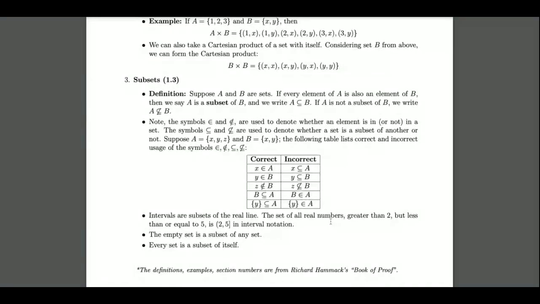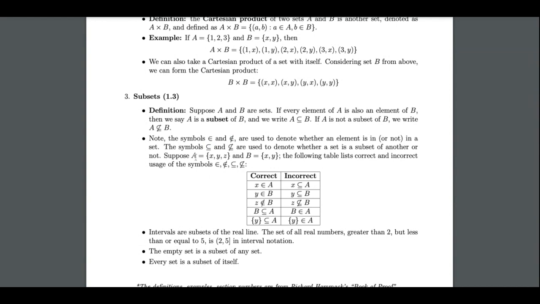So basically we're comparing two notations. We're comparing in or belongs to for an element in a set, and the subset notation. Element in a set, we use this. Not in a set, we use this. A set is a subset, we use this notation. A set is not a subset of another set, we use this notation. So do not get confused with these two sets of notations.